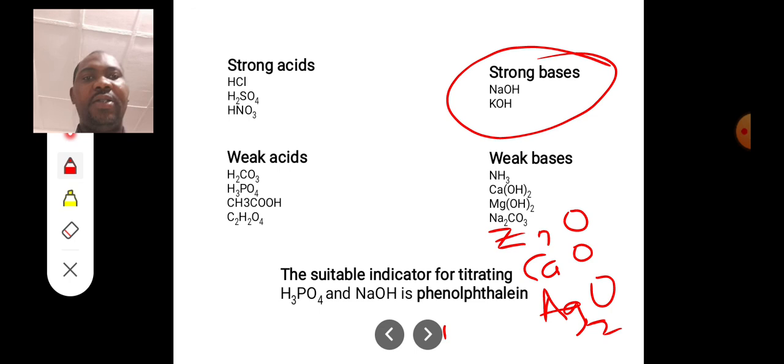Okay, so here we see that the suitable indicator for titrating H3PO4 and NaOH is phenolphthalein. Why? Because H3PO4 is a weak acid, sodium hydroxide is a strong base, and the best indicator to use when you are titrating a weak acid versus strong base is phenolphthalein. I want to believe that that is clear.